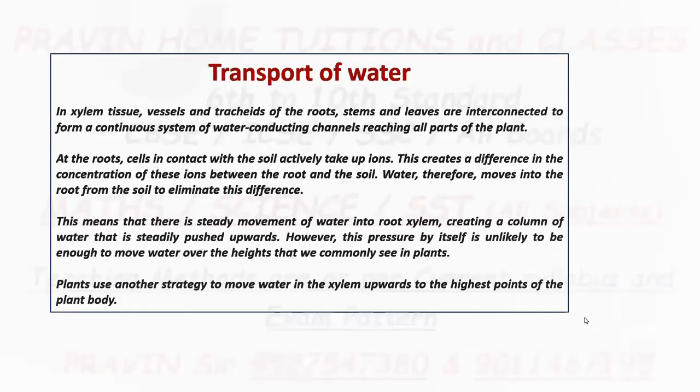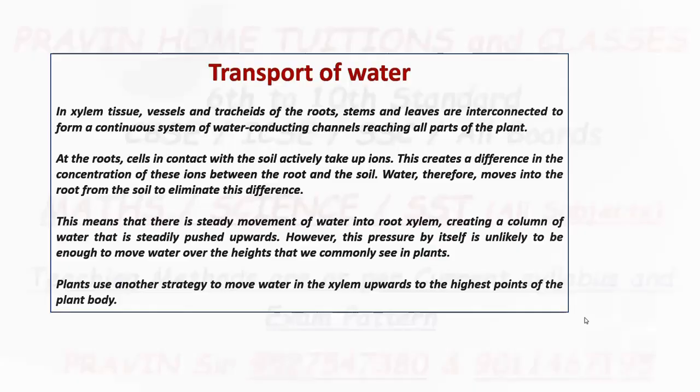Therefore, water moves into the root from the soil to eliminate this difference. This is diffusion. This means there is a steady movement of water into root xylem, creating a column of water that is steadily pushed upward. This pressure by itself is unlikely to be enough to move water over the heights that we commonly see in plants.